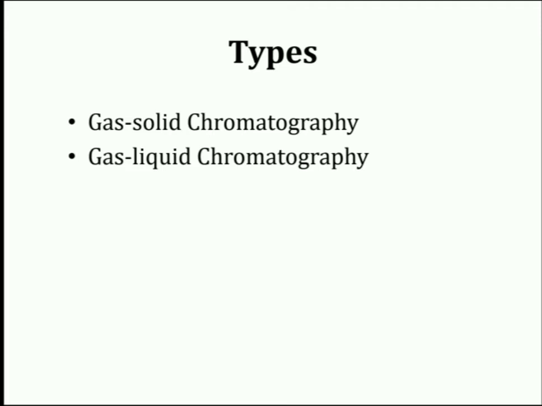Now, types of gas chromatographic techniques. There are two types of gas chromatographic techniques: gas solid chromatography and gas liquid chromatography. In gas solid chromatography, the mobile phase used is a gas while the stationary phase is solid. While in case of gas liquid chromatography, the mobile phase used is a gas and the stationary phase used is a thin layer of a non-volatile liquid bound to a solid support.